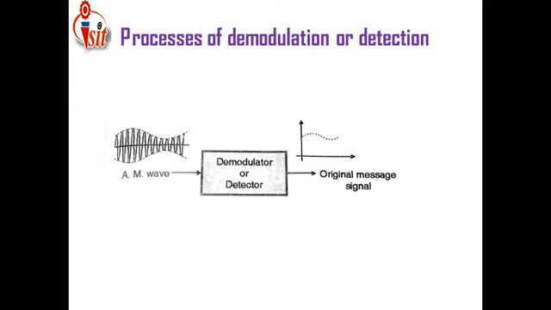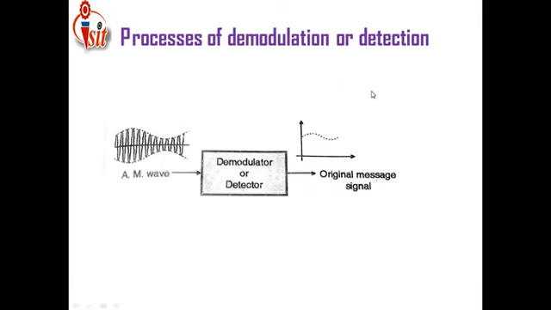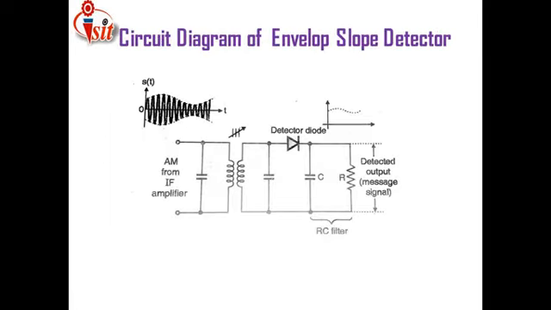If I apply a triangular wave to that modulator block as an input, then the detector output is nothing but a triangular wave like this. Whatever the input I apply for that modulation, I get that signal as an output as it is from that detector block.